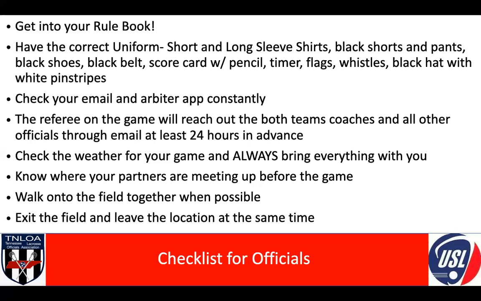Next thing is having the correct uniform. As officials, we need to have short and long sleeve shirts, black shorts and black pants, black shoes, a black belt, scorecards with pencils, a timer, flags, a whistle, and a black hat with white pinstripes. These are what we're required to have on the field.